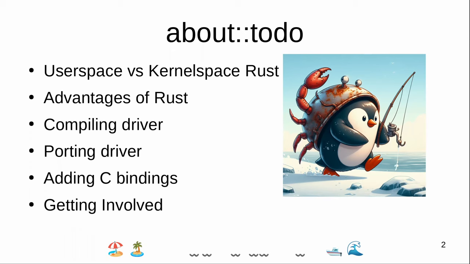So that's our plan for today, what we want to do. Basically, we want to look at the differences of writing Rust in user space and writing it in kernel space, what sufferings you have to endure there, what the advantages are of using Rust in the kernel, how to compile your first driver or how to port a driver from C to Rust, what you have to think about, how to add C bindings so that you can call C functions, and how you can get involved in this project.